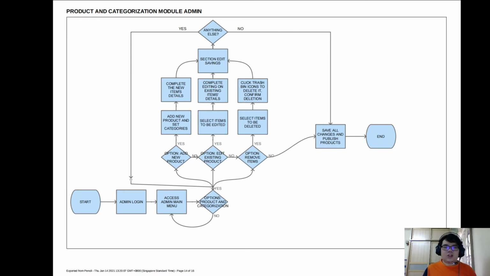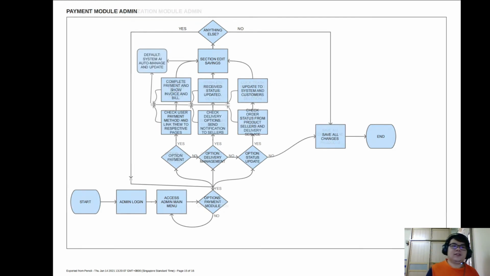But before one can really delete it, there is a confirmation step. And before they save everything and publish the products, the section edit savings can be reversed, so they wouldn't be worried about anything like accidental deletion and such. Now, after all the editing is done, they can save all the changes and publish the products. And end of this process.